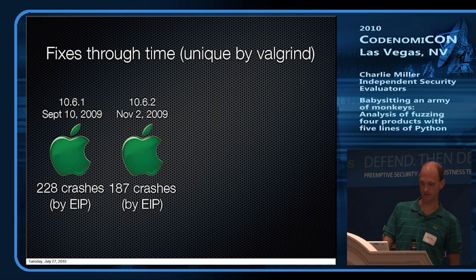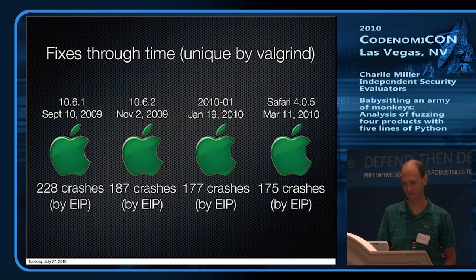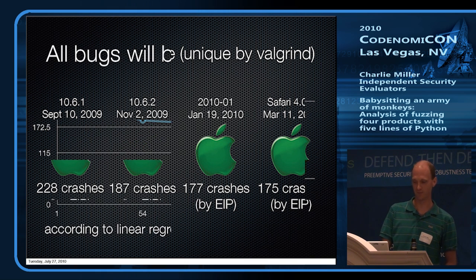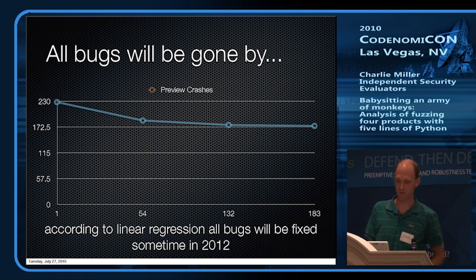This is them not fixing their bugs. So 228, 175. And here's me trying to calculate when they're going to have all the bugs fixed. 2012, they're going to be good to go.